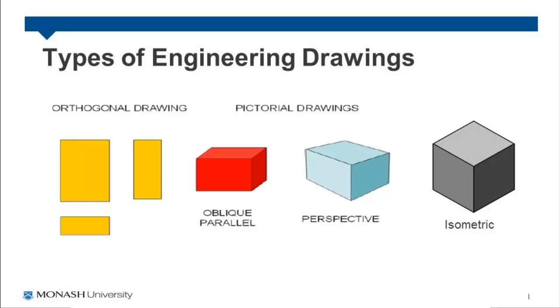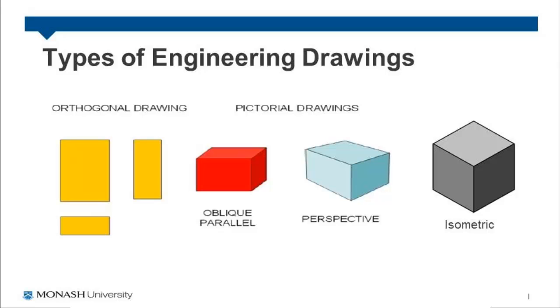So, what are some types of engineering drawings? Well, firstly, there are orthogonal drawings. These are possibly the most common type of engineering drawing, and it's what we might give someone to have something made. They are generally drawn with multiple two-dimensional views and drawn to scale and dimensioned.